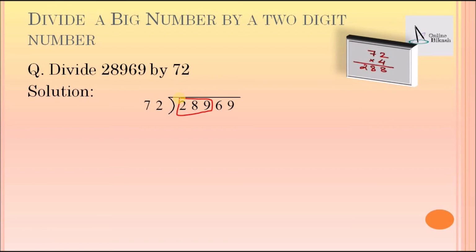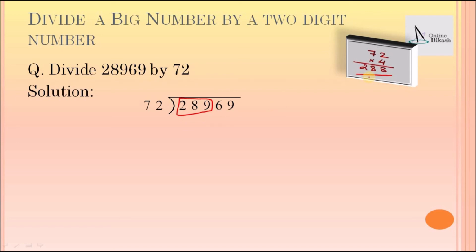72 4s are 288. You see here it is 289, just bigger than this. Just 288, and after that 289. So I think it will be the best option for us. We need not check what 72 times 5 is. Definitely that will be bigger than this 289, since this 289 is just bigger than 288.